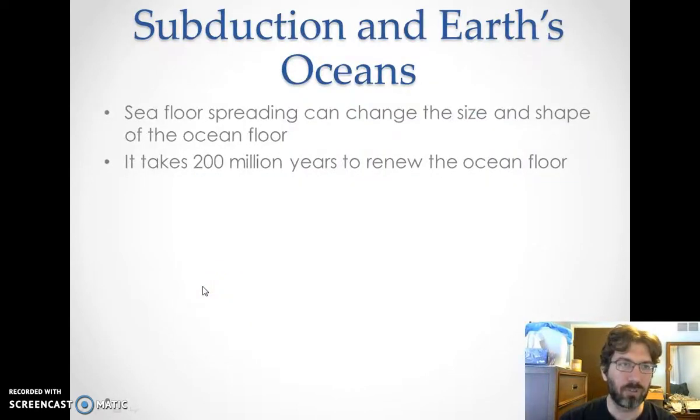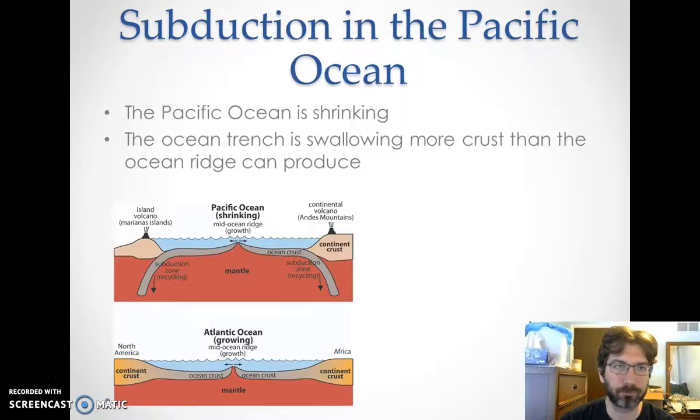Subduction and the Earth's oceans. Seafloor spreading can change the size and shape of the ocean floor because it is getting bigger and smaller depending on if you are subducting more than you are creating. So it takes about 2 million years to renew the ocean floor. If we start now, 2 million years from now, every single piece of the ocean floor, give or take a couple of years obviously, will be different rock. And the rock we have now will all be under in the mantle being recycled back out.